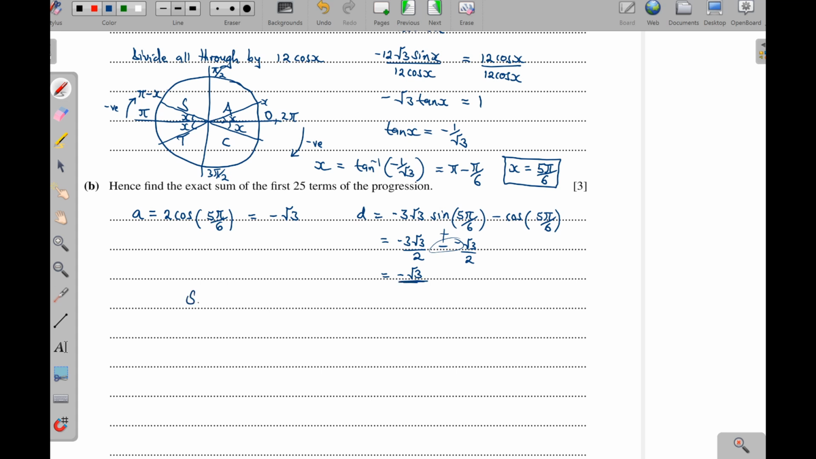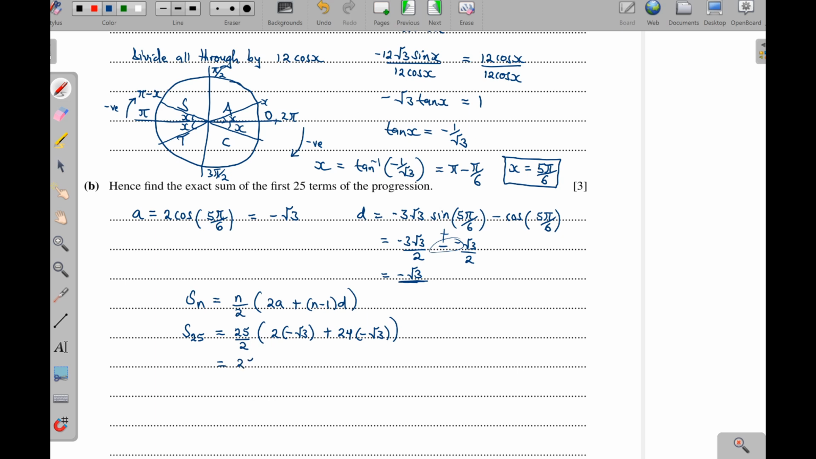So the sum of the first n terms of an AP, we know it is n over 2, then into 2a, then plus n minus 1 what? d. Already, okay, this is the sum of the first 25 terms. So we have 25 over 2 into 2a. So 2 times this one here, then plus 25 minus 1, that one will give us 24, then times negative root of 3 as our d.